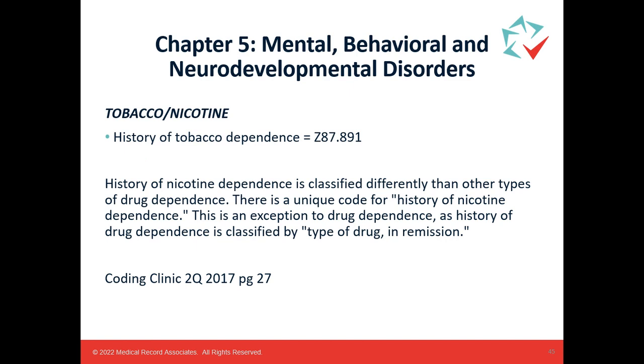History of nicotine dependence is classified differently than other types of drug dependence because there is a unique code for history of nicotine dependence. So this is an exception to drug dependence, as a history of drug dependence is classified by type of drug in remission. And that is from a coding clinic of 2017. So there is a code for history of tobacco dependence, which is Z87.891.